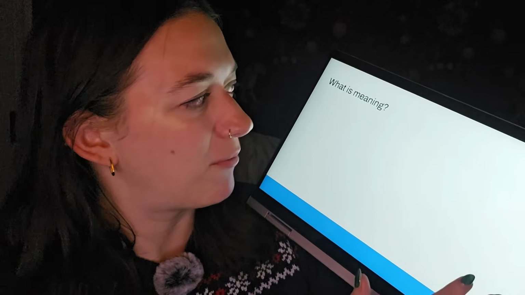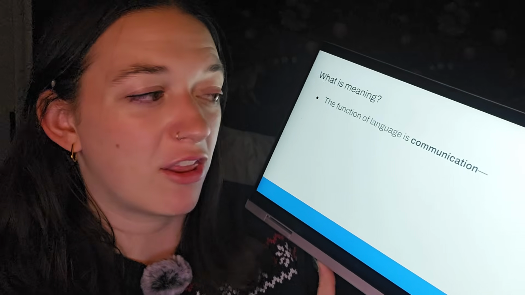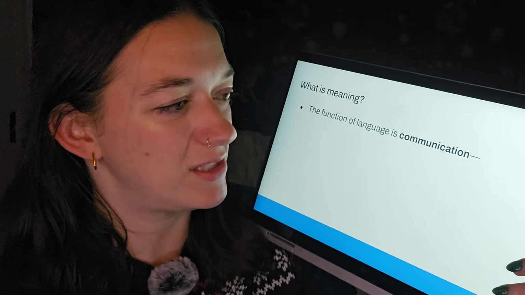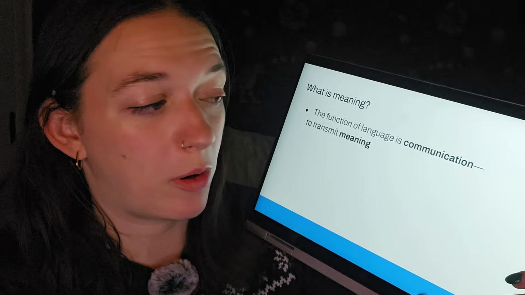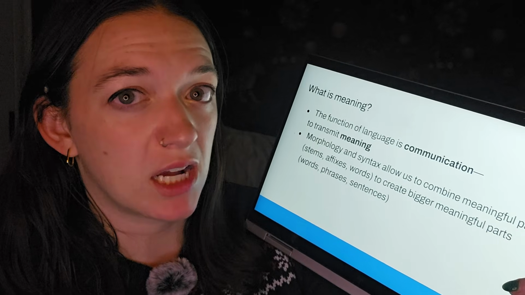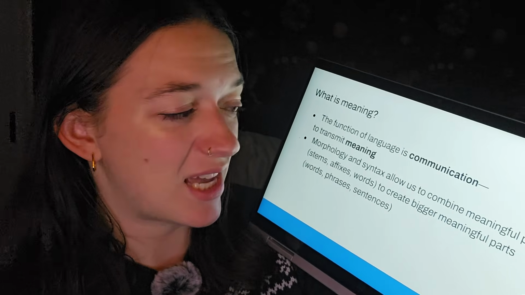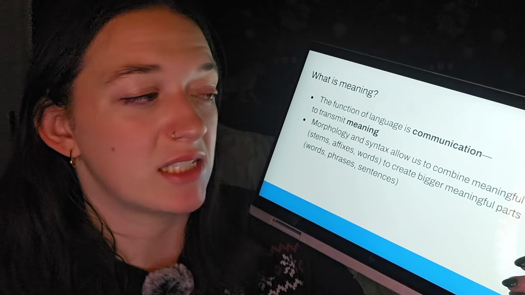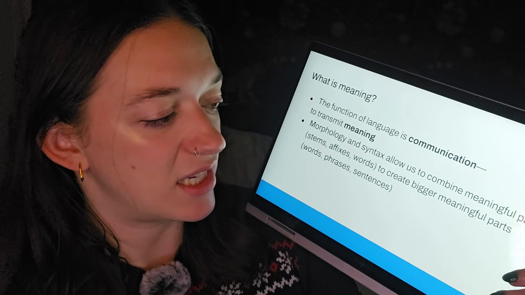What is meaning? So the function of language is to communicate. It is to communicate thoughts from my head and make them understandable to someone else. So to transmit meaning, to communicate meaning between two or more people. And morphology and syntax, which we've discussed in previous videos, or at least we've discussed morphology. We'll get to syntax. These allow us to combine meaningful parts, like stems, affixes, and words, to create bigger, meaningful parts, like words, phrases, and sentences.